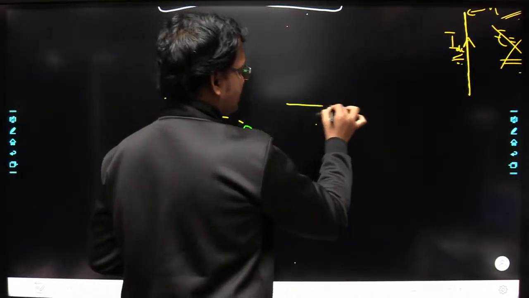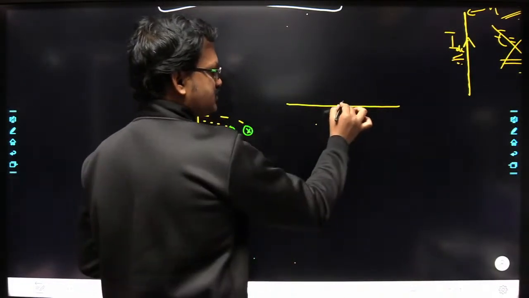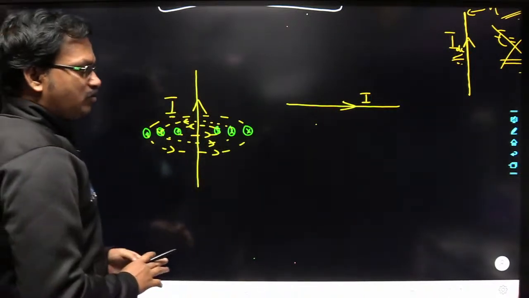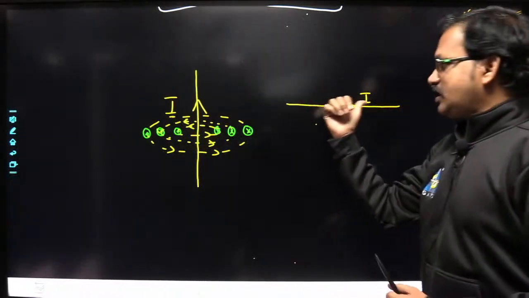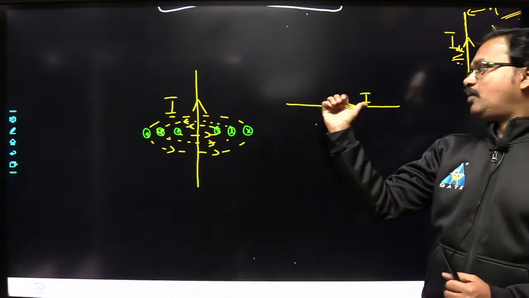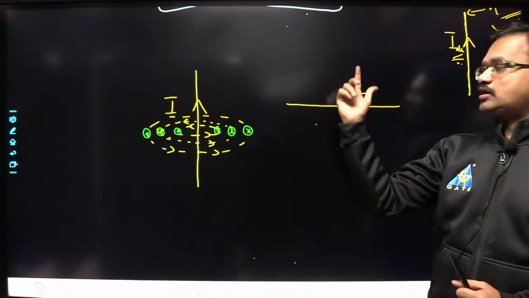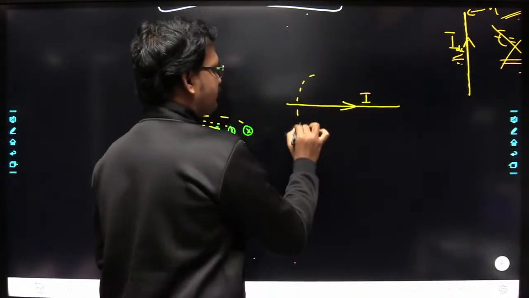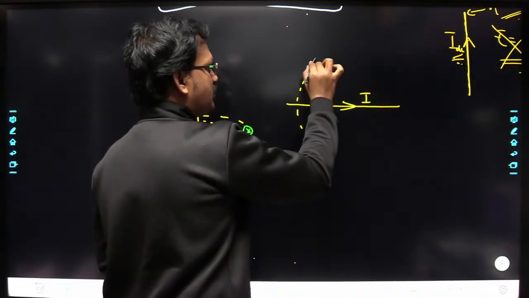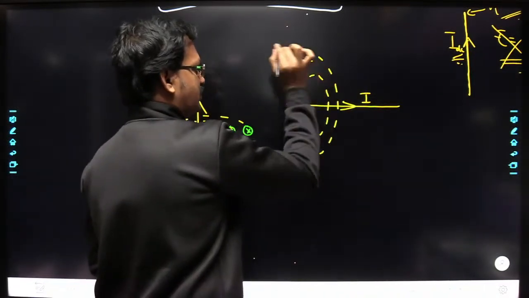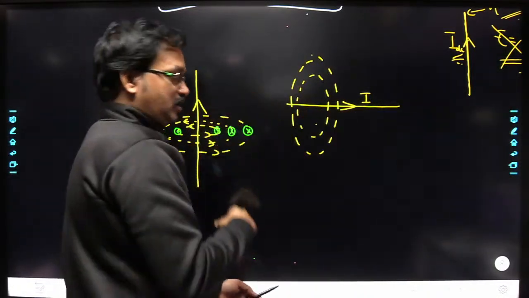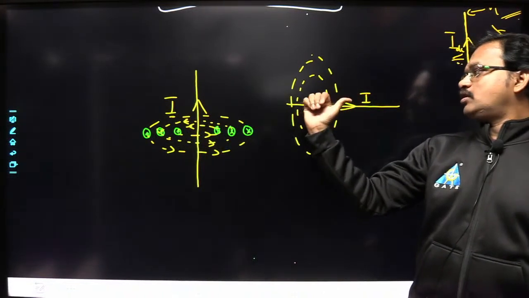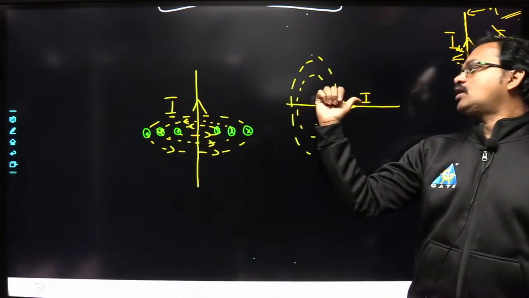Now if I consider a current carrying wire like this, let us say it is carrying the current I. If the current is flowing in this direction here, then how are the field lines going to circulate around the wire? It is going to circulate like this, yes or no? The field lines are going to circulate in this manner. So now if you want to know the field direction, what do you have to do? Point the thumb along what? Along the current direction.